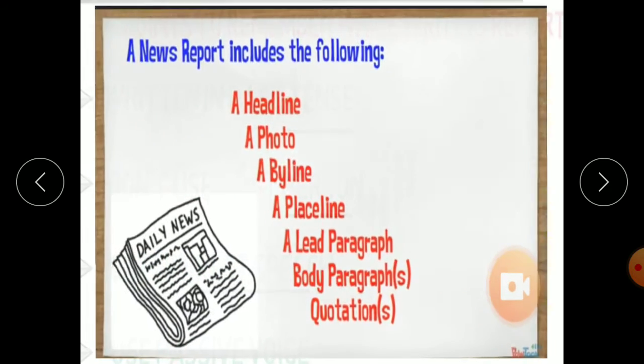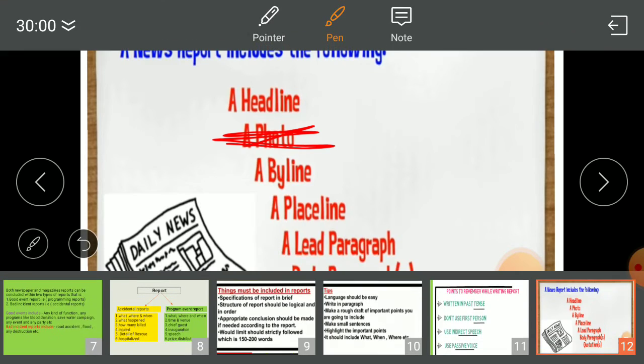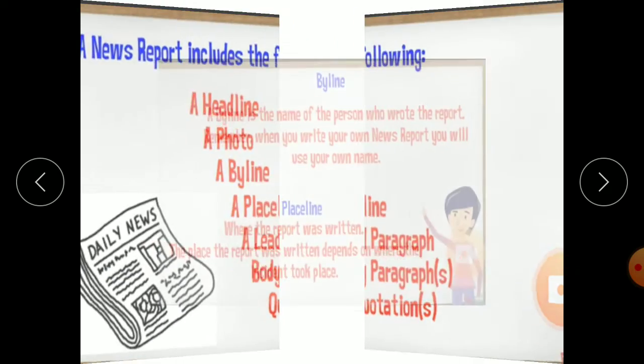Now moving towards the next line. Here we have the news report, which is concluding all these things. We have already discussed all these things, but I want to cut one thing, that is the photo. There is no need for this thing. So now let's move towards the next slide.